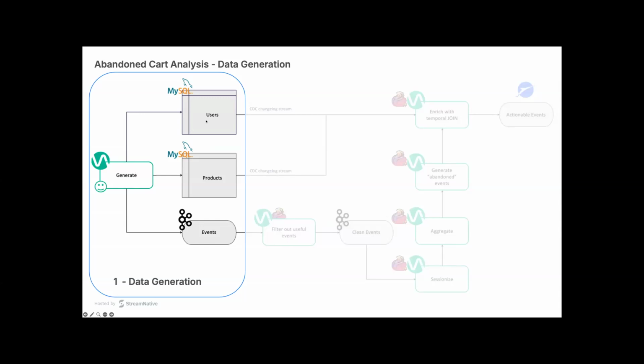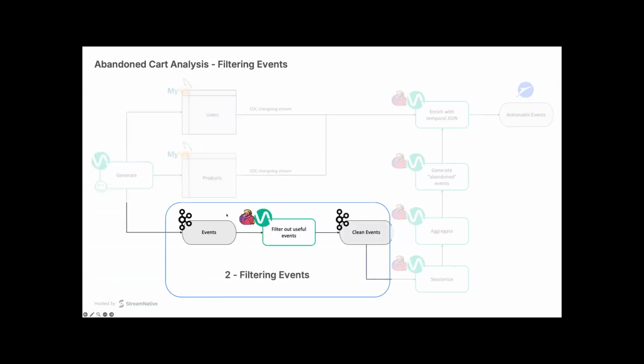The data is being generated and goes to the user's products and events. In the real world scenario, you will have the data coming in natively, directly. You don't have to generate this data. And once the data is there, then we're going to filter the events which are useful for us.